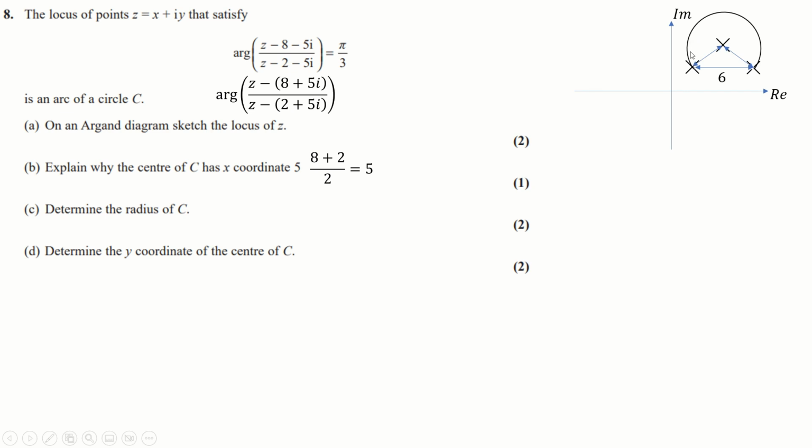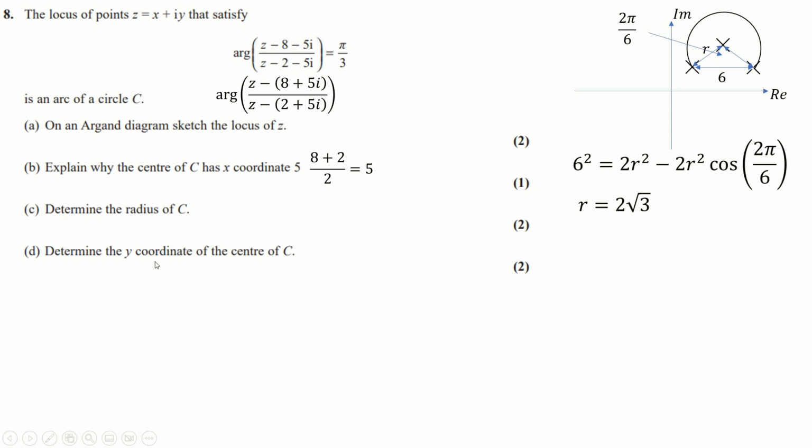Well, by GCSE circle theorems, that means this angle in the center is double the angle on the circumference. This angle is 2 pi over 3. And then if this is r, of course, and this is r as well, we can just do some cosine rule, and we can say 6 squared equals r squared plus r squared minus 2r squared times cos of this. You put that in the calculator, you get r as this.